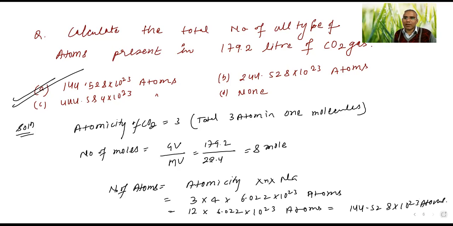Now see, this many types of atoms are there, not more types in this case.